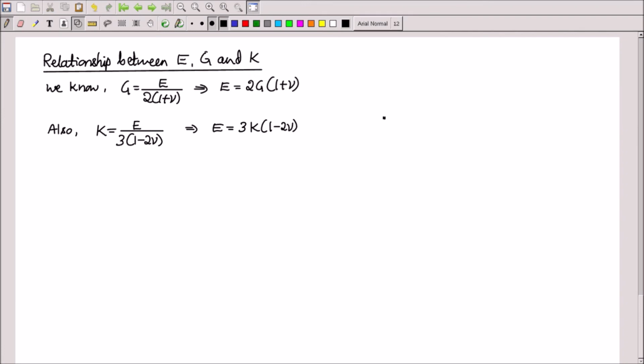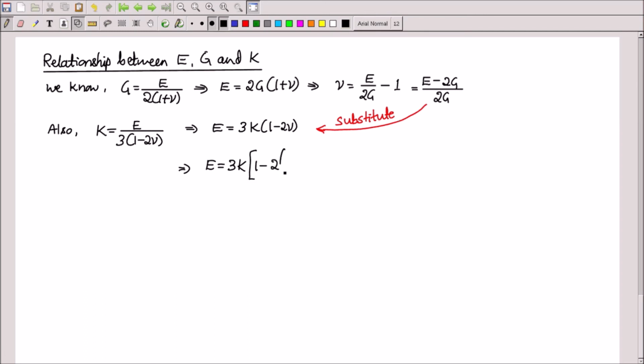The first equation can also be written like this. I want to separate nu from this. So nu can be written as E divided by 2G minus 1. And I can write this by taking LCM as E minus 2G by 2G. Now substitute this expression, which will give you E is equal to 3K into 1 minus 2 into E minus 2G by 2G.